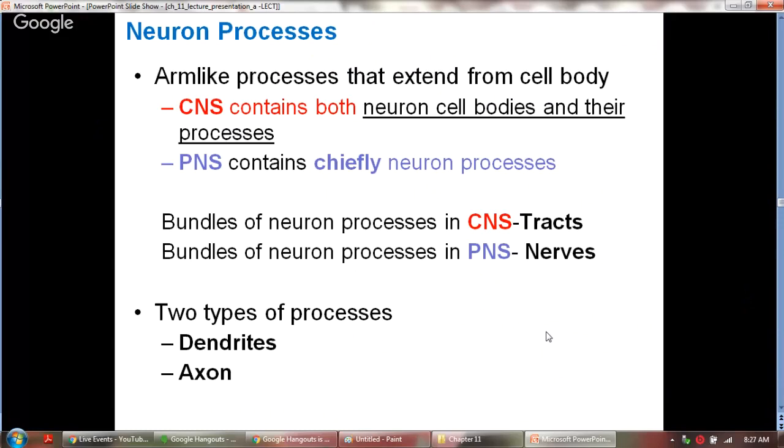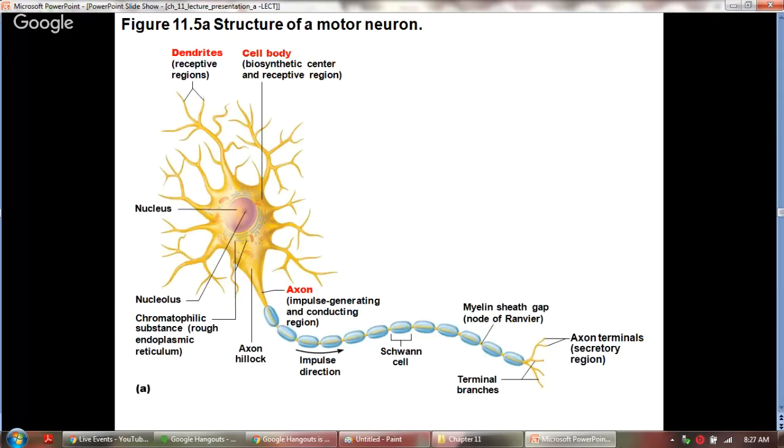There are two types of processes, dendrites and axon. So this is the structure of the motor neuron, and you would see some of the structures which we have called. So this shows the cell body, the nucleus, the nucleoli, and the nerve fiber over here. So this is the axon part. And the dendrites, this is a receptive region, they're highly branched, and these parts depict the dendrites.